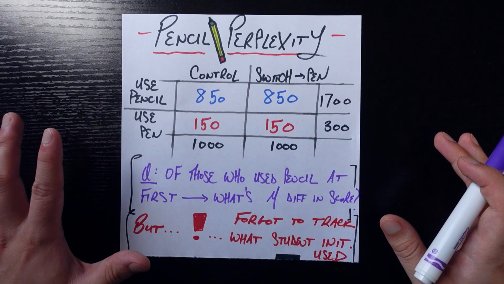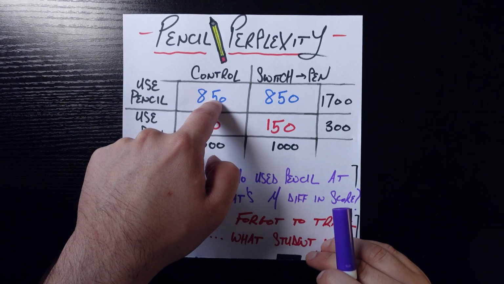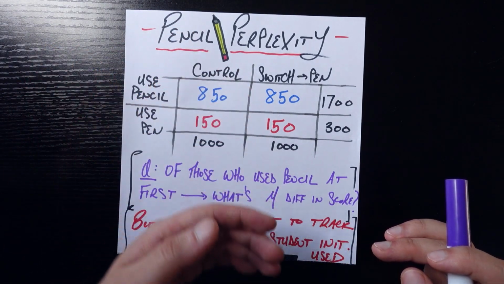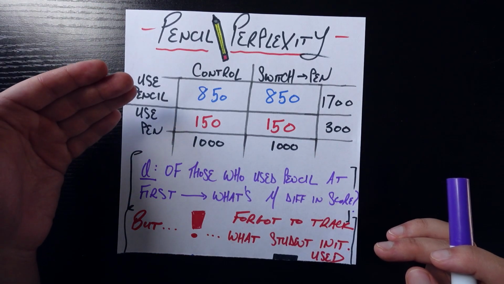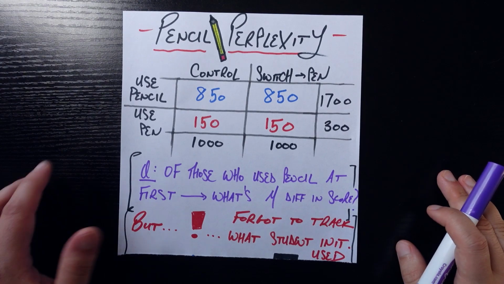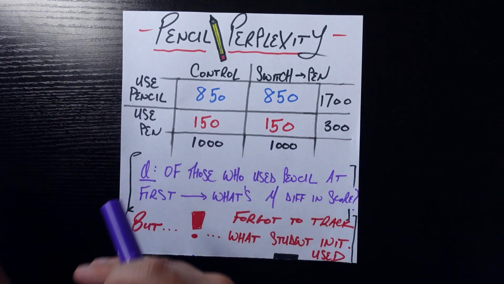And the reason this is such a big issue is let's look at each of these four groups and see if we can tell them all apart. This group of 850 students we can tell apart because they ended up using pencil on the test and we know they were in the control group, therefore they must have started using pencil in the beginning. This group of 150 students we know for sure because they used pen on this test and they were in the control group, therefore they must have initially been using pen.